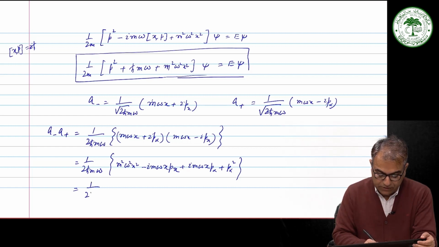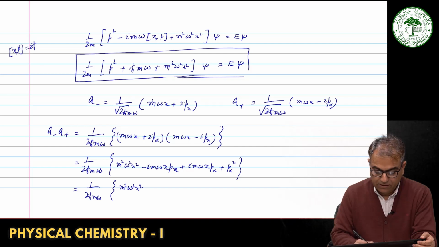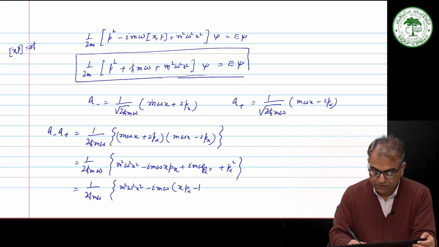So, with this we can write 2 H cross m omega, and this we can write as m square omega square x square, and then you take minus I m omega as common, it will be x into p x minus p x into x. This will be, because you are multiplying this with this, it will be p x into x. Okay. So, it will be p x into x, plus p x square.